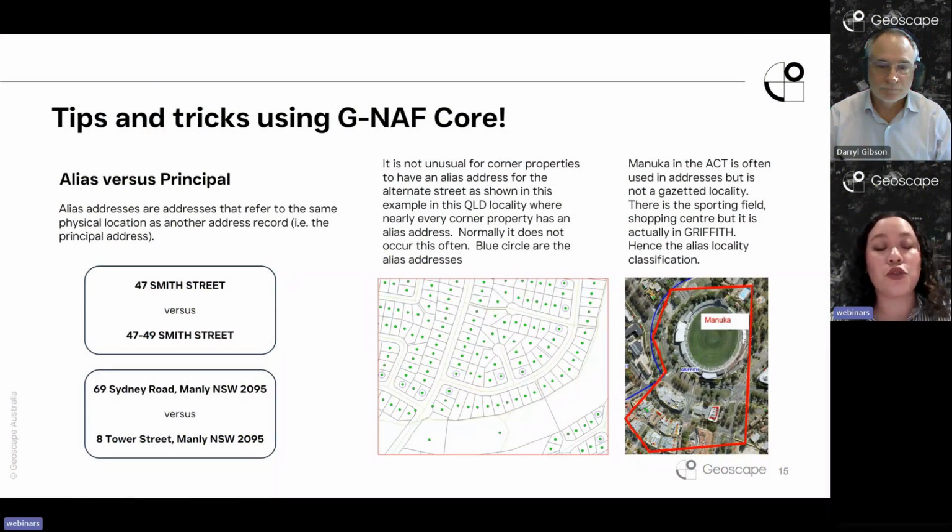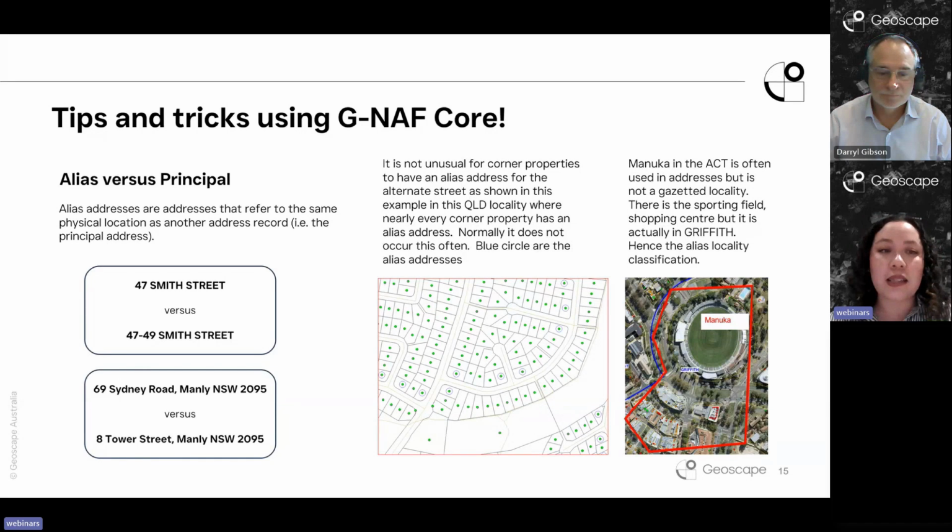A couple of tips and tricks that I think are important to be aware of when you're using G-NAF Core. So the first one that I wanted to cover off is the concept of an alias versus a principal address. You can remember how we were talking about the duplicates, where we have one location being described by many different addresses. The alias principal concept is our way of identifying this sort of relationship.